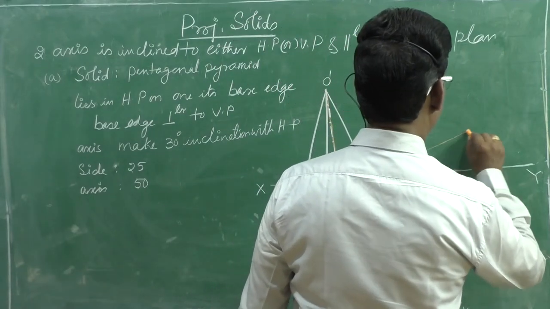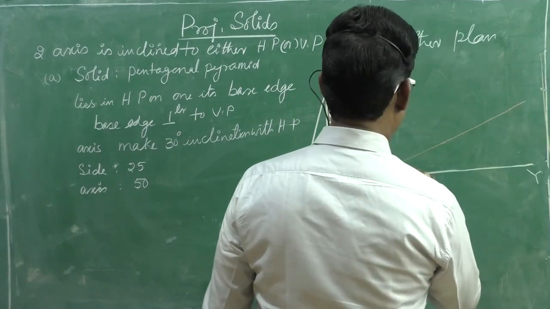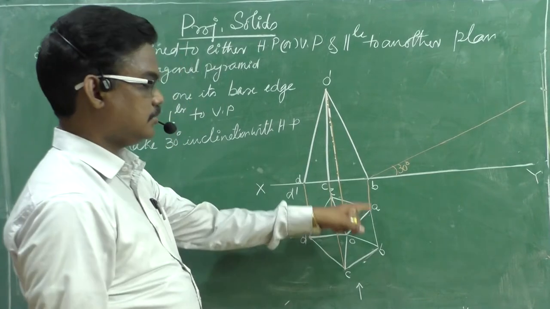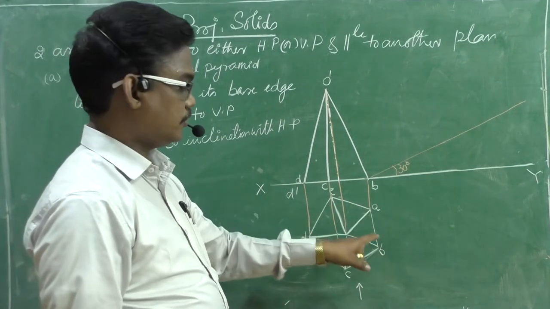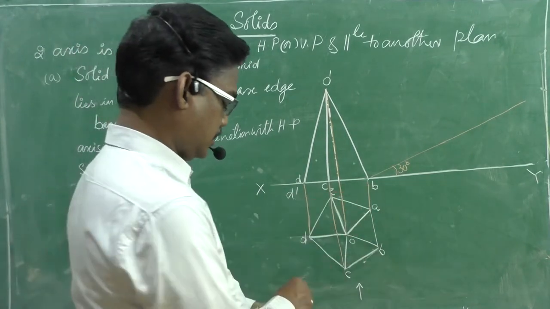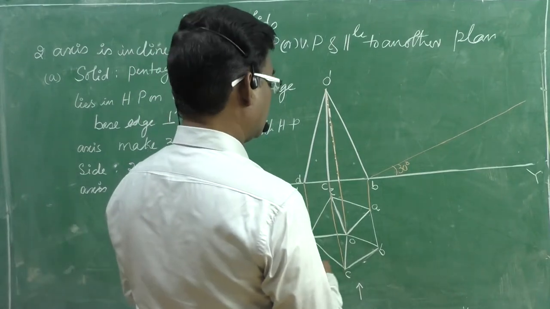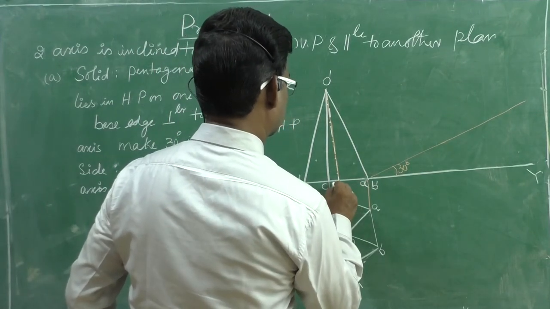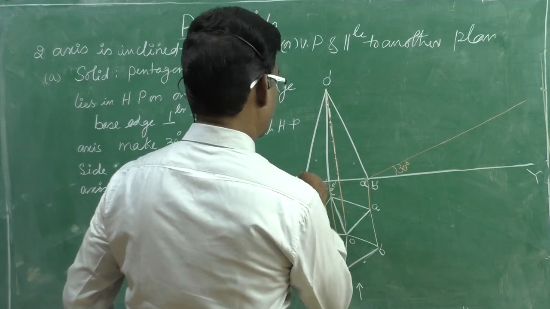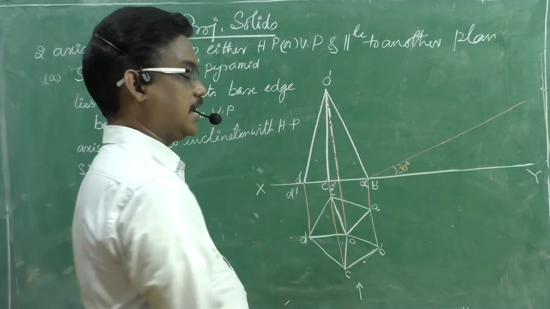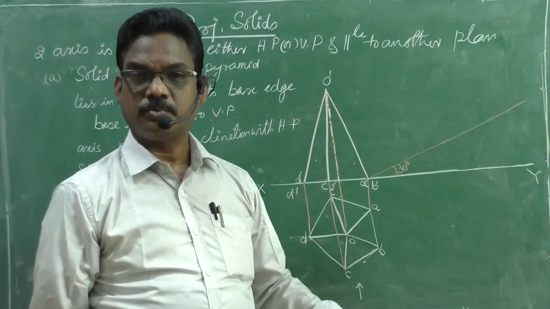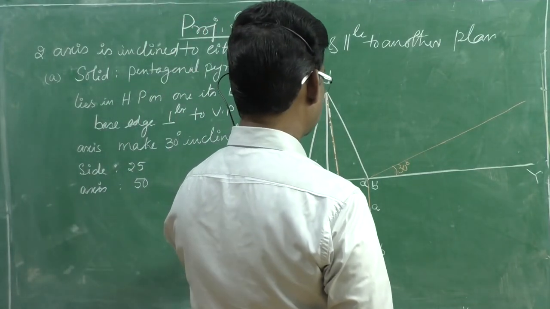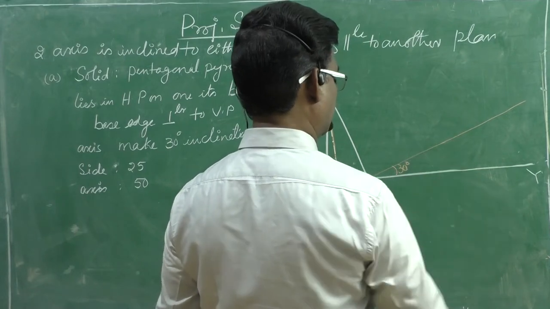This is a line with 30 degrees. This is 30 degrees. Now AB is in HP. Therefore, the front view AB here, this point is A dash, B dash, this is C dash, E dash, and this is D dash. A dash, B dash in the front view need to be on the reference line. And at the same time, this axis needs to be made like this, right?